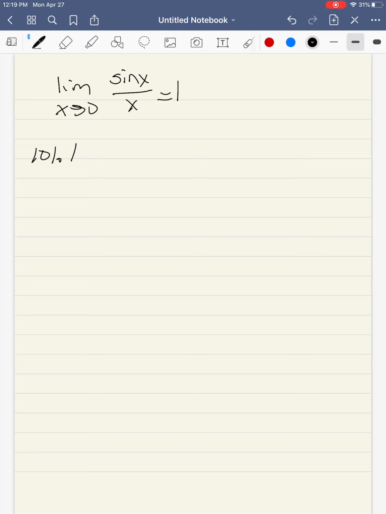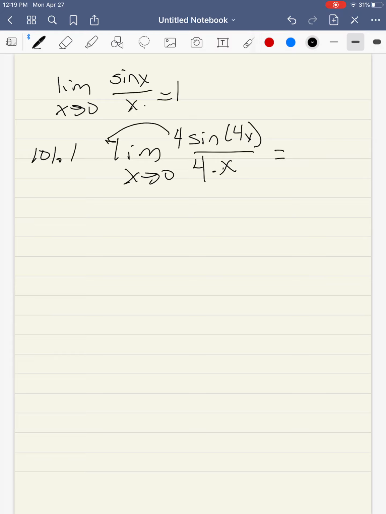So 101.1 says find the limit as x approaches 0 of the sine of 4x over x. Well, if this and this were the same, if the denominator was 4x also, then this theorem here would apply. But they're not. So what we can do is multiply this by 4 and this by 4, because that's just a form of 1. Then this 4 can come out in front because it's a constant.